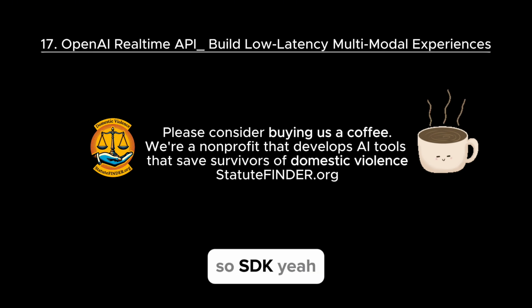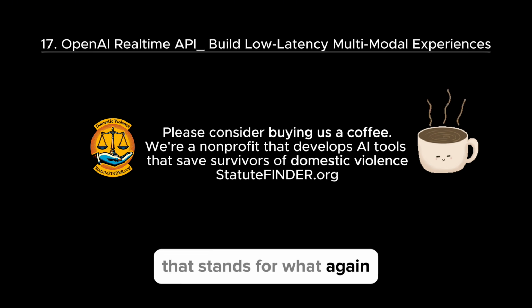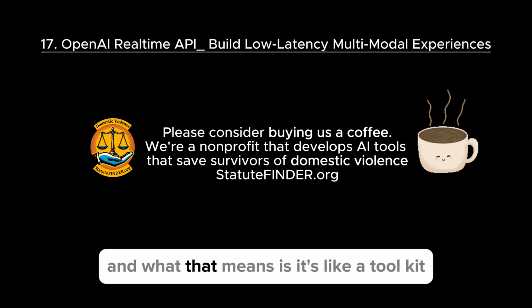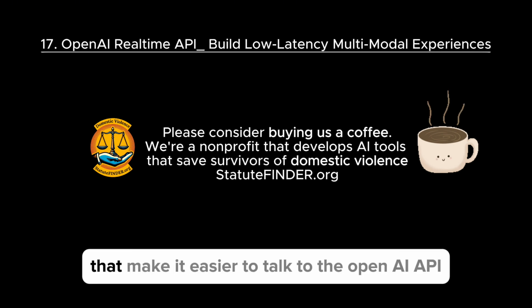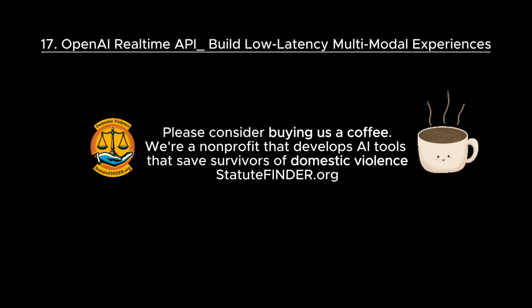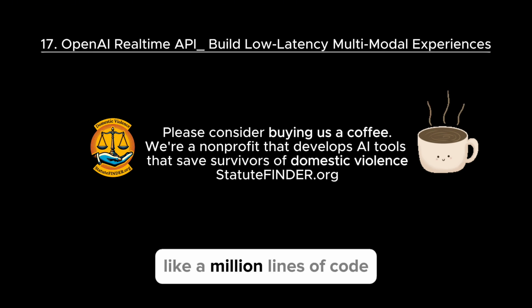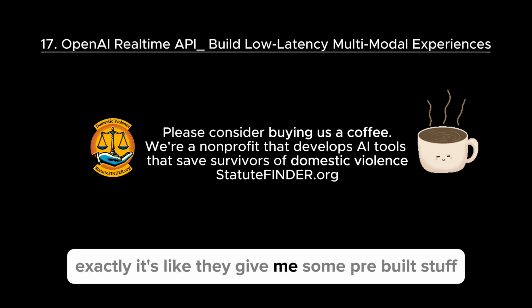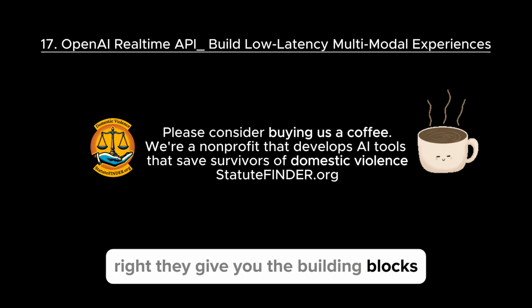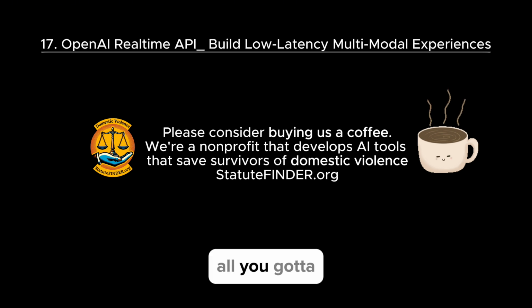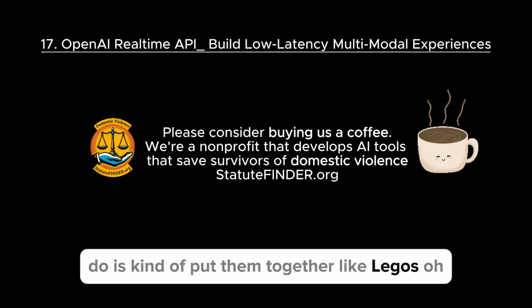Awesome. Okay, so SDK. That stands for what again? Software Development Kit. And what that means is it's like a toolkit specifically for Python developers that make it easier to talk to the OpenAI API. So instead of me having to write like a million lines of code, it's like they give me some pre-built stuff, right? They give you the building blocks, the functions, the tools. All you got to do is kind of put them together like Legos. Oh, that's a good analogy.